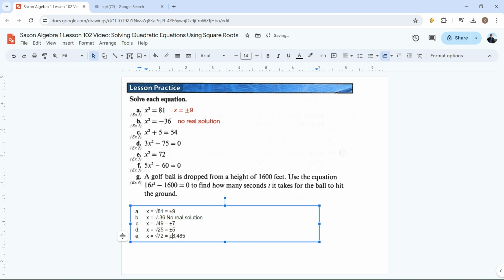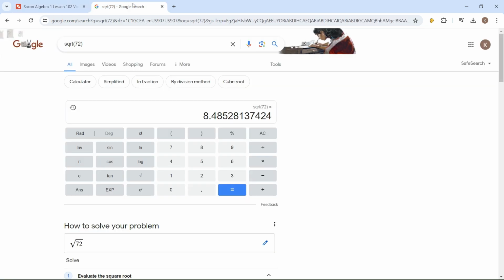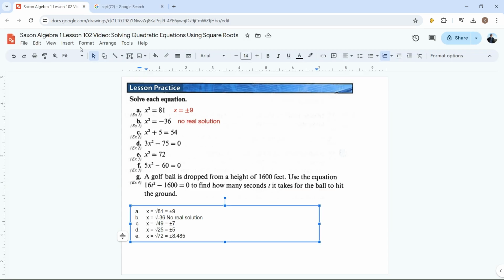Because if I plug in the negative value of 8.485 for x and square it, plug it back into the original equation, square it, I also get positive 72. Okay, so just an important note, when I punch this into a calculator, the calculator is just going to give me the positive version of the square root. I have to remember that there's also a hidden negative version of the square root that I also need to keep in mind. All right, on to letter F.